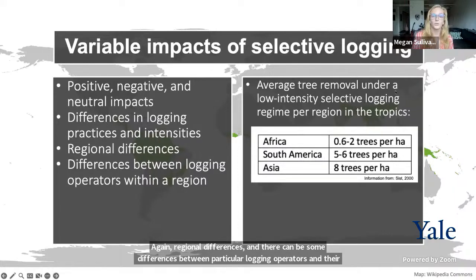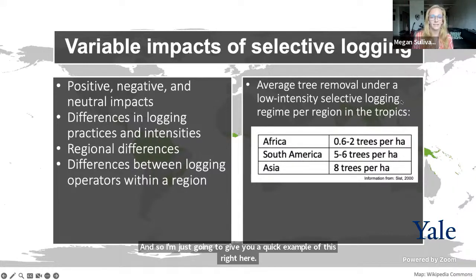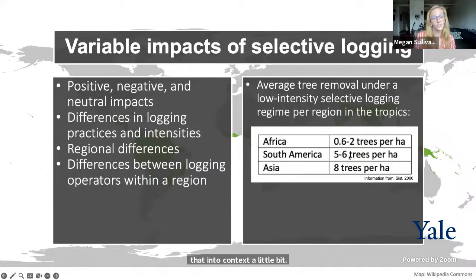This table shows average tree removal under a low intensity selective logging regime per region in the tropics. So if you look at the average tree removal in Africa, you have that as 0.6 to 2 trees per hectare, which, if you don't know how much a hectare is, it's about 2.5 football fields. So that might help you put that into context a little bit. In South America, you have an average tree removal rate of 5 to 6 trees per hectare. And in Asia, you have an average tree removal rate of 8 trees per hectare.